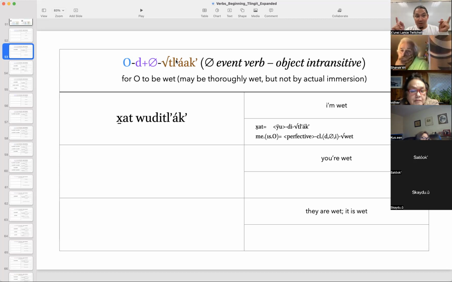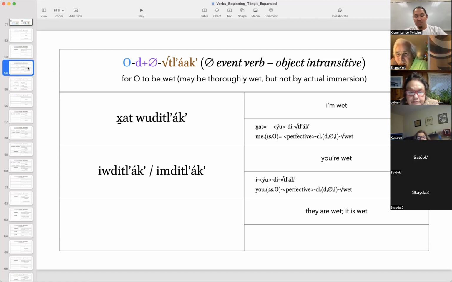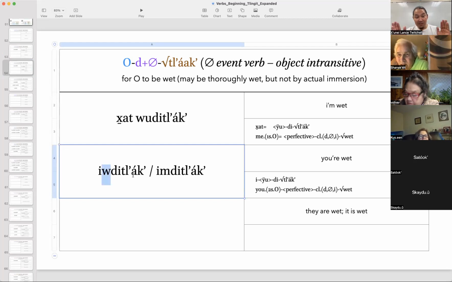You are wet. We got two ways to say this one, depending on where you're from. Imdit'lak. Or ʼatudli.ák. In this case, the perfective does contract to just a W. And so again, if we have a vowel on one side, and then in the classifier we have a consonant and a vowel, that will trigger the M. We have to have those things to get the M.